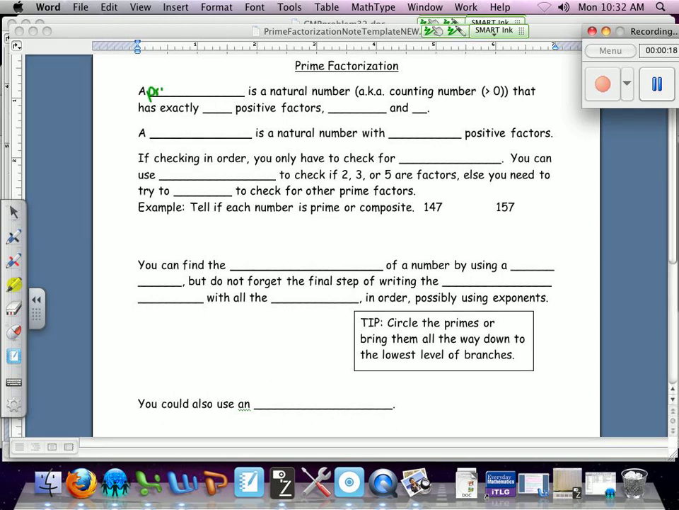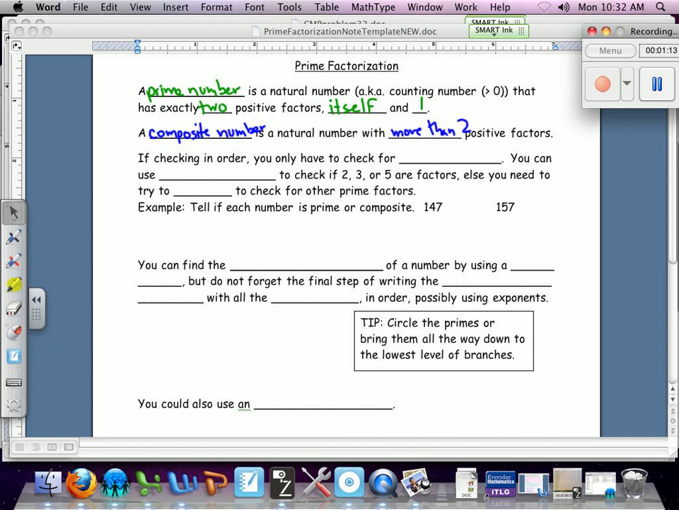A prime number is a natural number. So that means it's a counting number. It's greater than 0. So when you started counting, when you first learned about numbers, you started with 1, 2, 3, and so on. So a natural number that has exactly 2 positive factors: itself and 1. And then we have a composite number, which is a number with more than 2 positive factors.